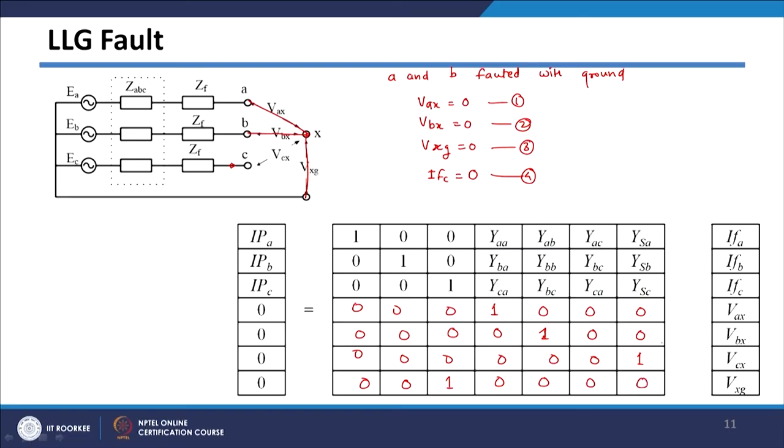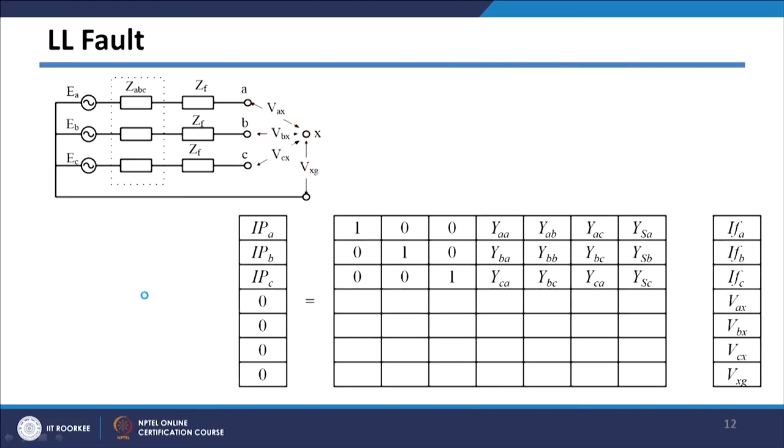So in this case also we can do the same thing. Let us see, this is your X matrix. This matrix is Q LLG and this unknown matrix is Y. So we can get Y which is equal to Q LLG, whatever we are getting, its inverse multiplied by X. Let us consider one more fault, the LL fault.